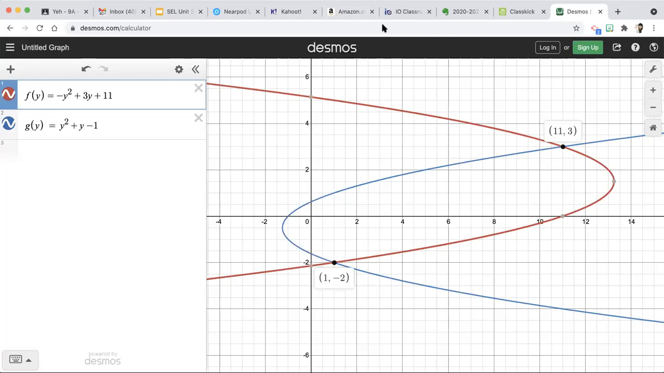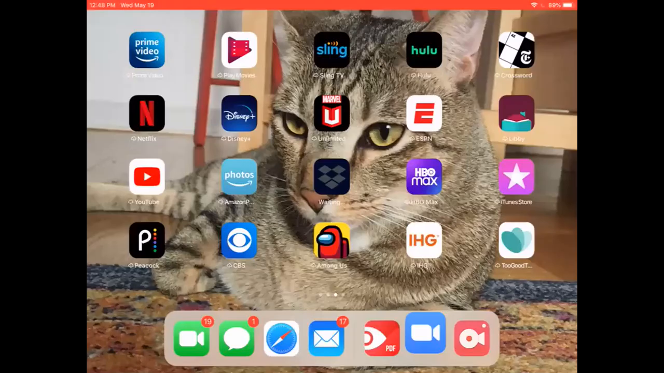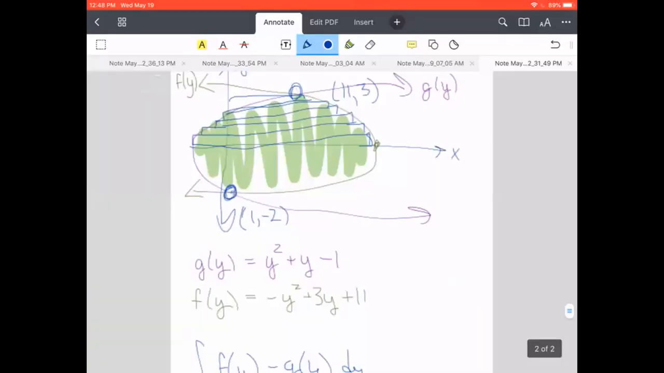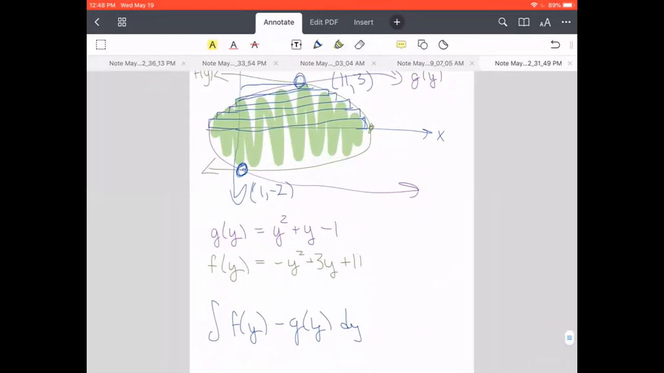All right, I'll share my iPad screen again. So the boundaries for this integral: remember when we do it with respect to x, we look at the x values. When we do it with respect to y, we have to look at the y values. So my boundaries are going to be from that -2 down here to that 3 up there.